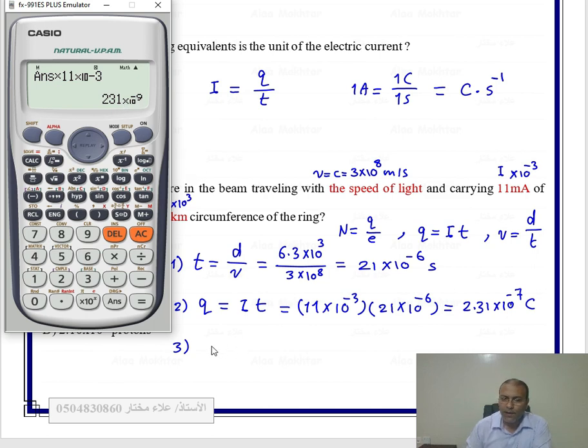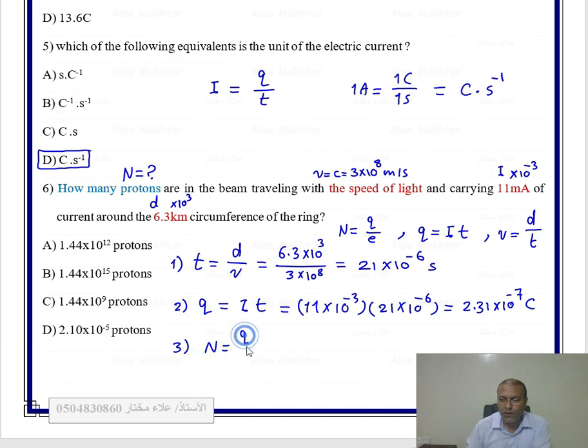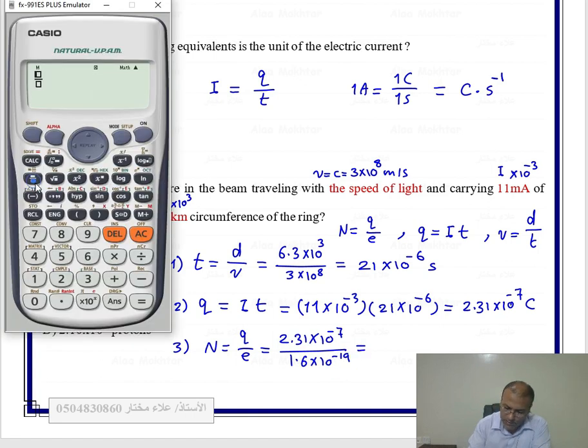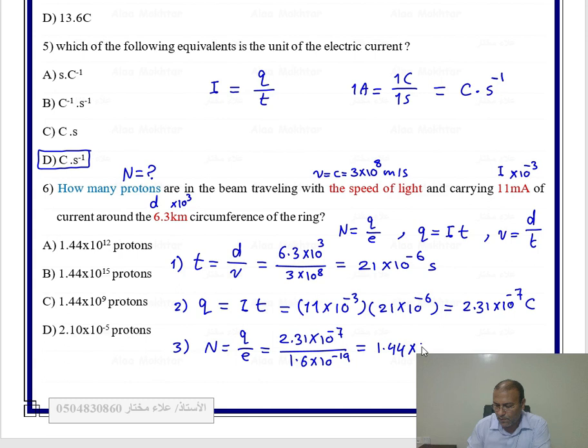Number of electrons is equal to Q over elementary charge. 2.31 times 10 to negative 7 divided by 1.6 times 10 to negative 19. The answer is 1.44 times 10 power 12 protons. Where is the answer? First one.